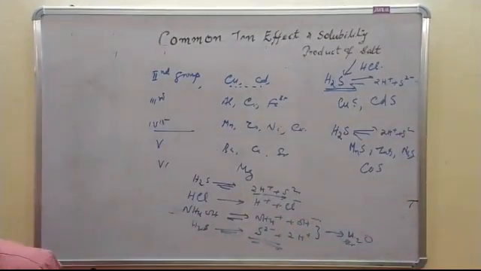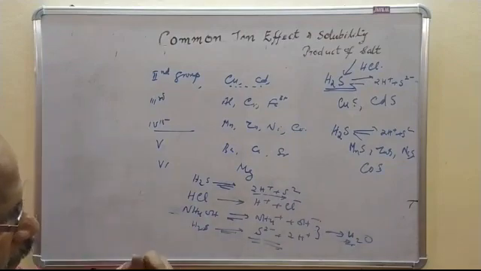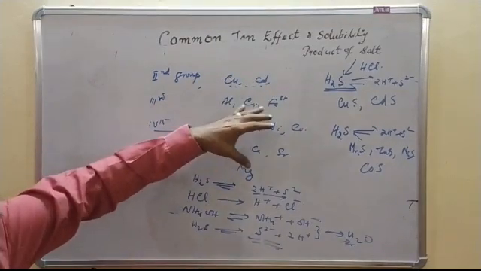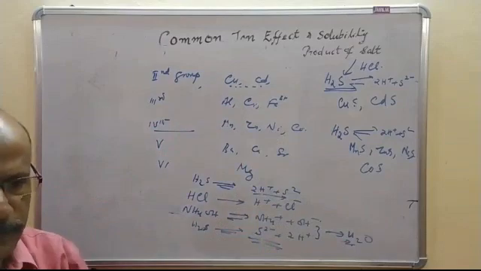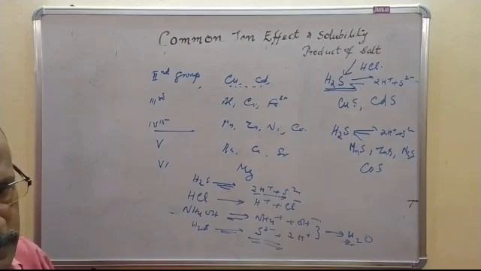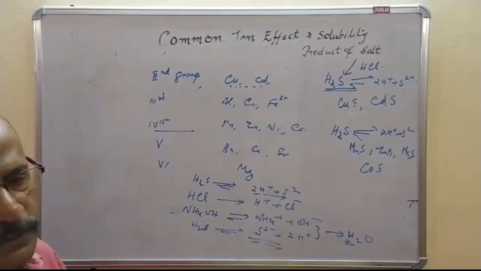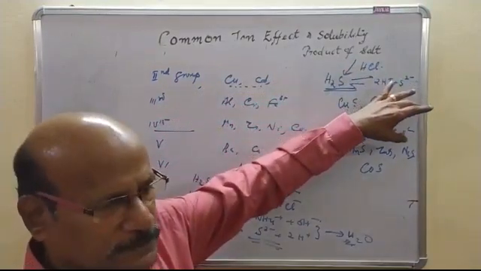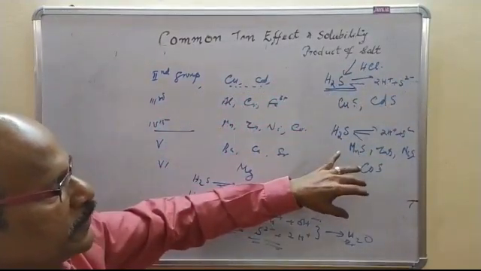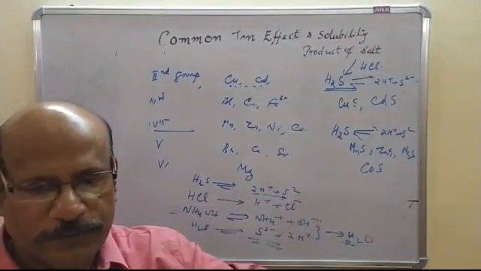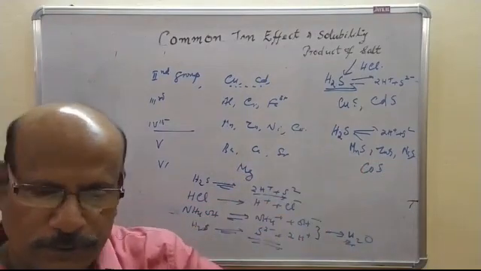I hope you have followed my explanation. We can adjust the solubility products of the second group and fourth group metal cations by the common ion effect, as required. In the second group we wish to precipitate only copper as copper sulfide and cadmium as cadmium sulfide, and not manganese as manganese sulfide or zinc as zinc sulfide. So we have to keep the fourth group metals in solution itself.